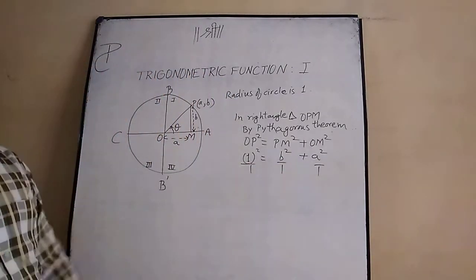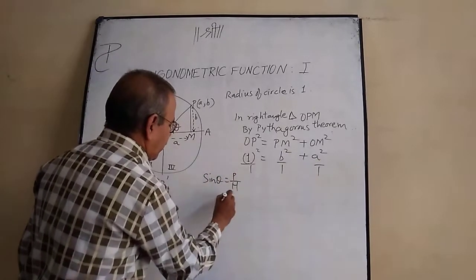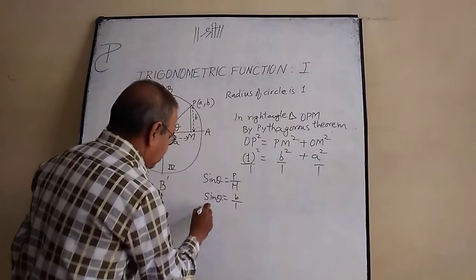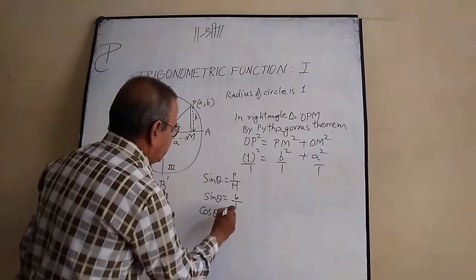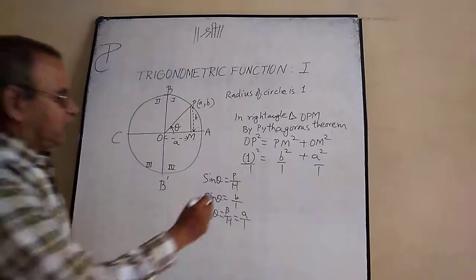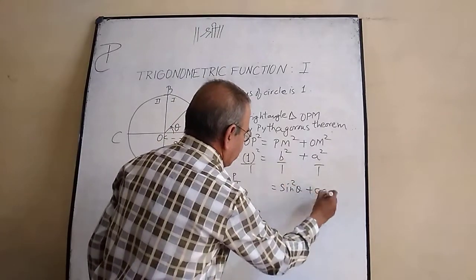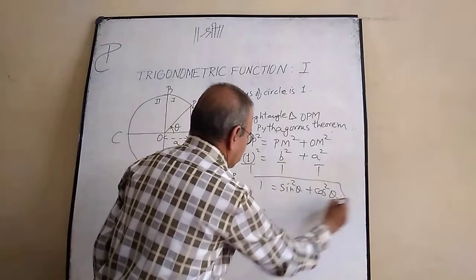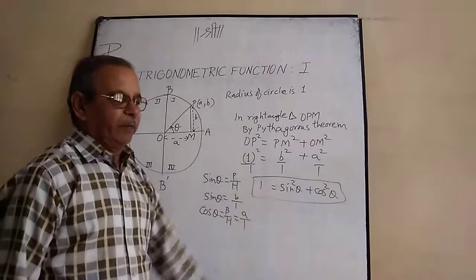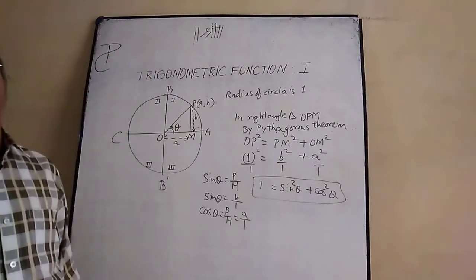By our previous knowledge, sine theta is equal to perpendicular upon hypotenuse, which means b upon 1 is sine theta, and cos theta is equal to base upon hypotenuse, which is a upon 1. So this can be represented as sine square theta plus cos square theta is equal to 1. This is my first expression of trigonometry, the basic identity: sine square theta plus cos square theta is equal to 1.